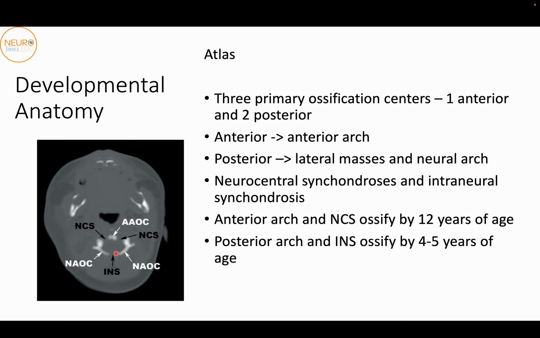So these are the joints which have to fuse later on. Between the centrum and the neural arch is something called the neurocentral synchondrosis, the NCS over here. Between both the neural arches on both sides is the intraneural synchondrosis over here. Now this anterior arch and the neurocentral synchondrosis will ossify together by 12 years of age.